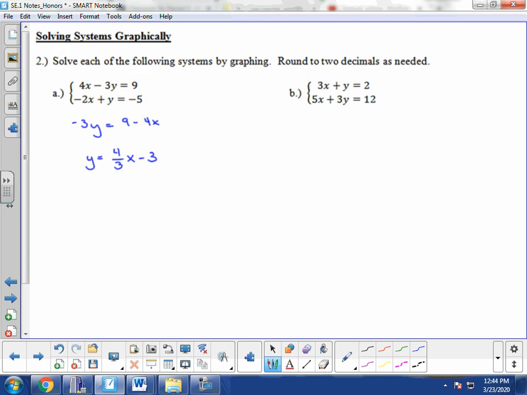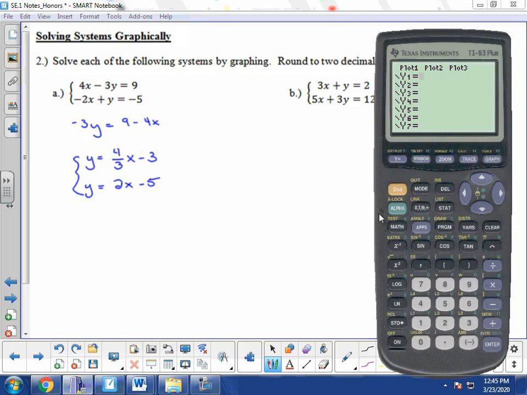Then I want to do the same thing for the other equation. So in this case, the second equation would be pretty easy to rewrite, because all I would have to do is add the 2x over to the other side. So y equals 2x minus 5. And so this is still a system of equations. It's just written where y is by itself. So we rewrote the format of the equation, and now we can type the equation into the graphing calculator. So 4/3 x minus 3 and 2x minus 5.